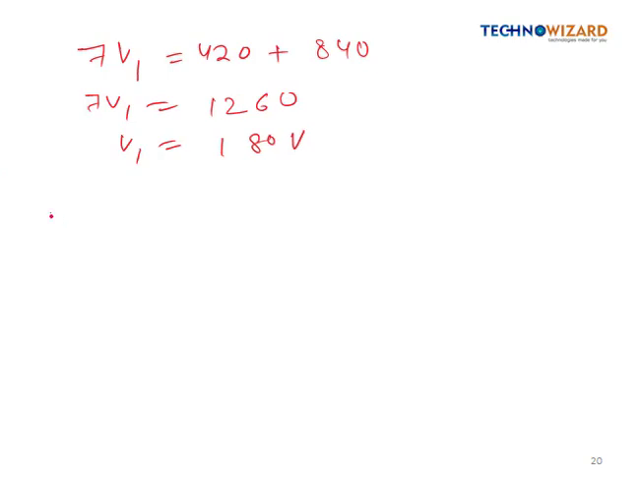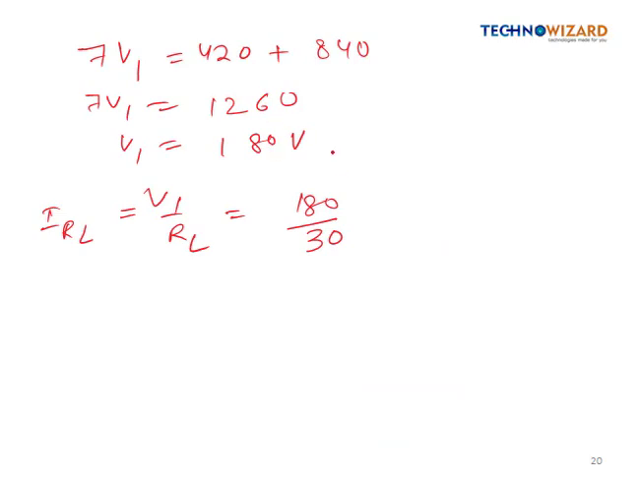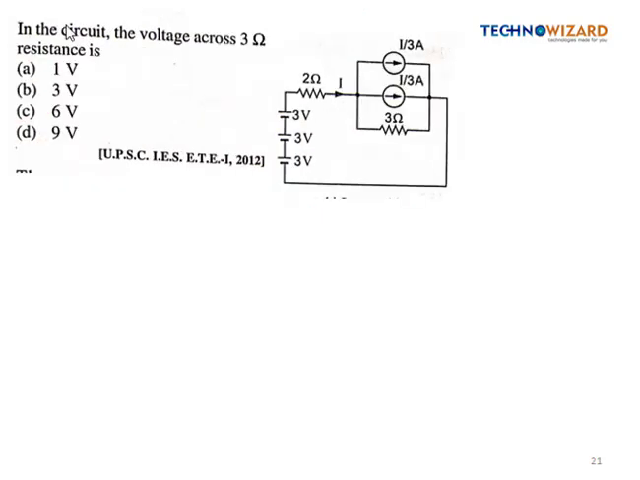Now we have to find out the current through RL, which will be simply V1 by RL, which will be 180 divided by the resistance value of 30 ohm. See here, RL value is 30 ohm. Now we have to find out the value of IL. So IL is simply V1 by RL, which will be simply 6 ampere. So option A is correct, right? 6 ampere. So let's see our next question.